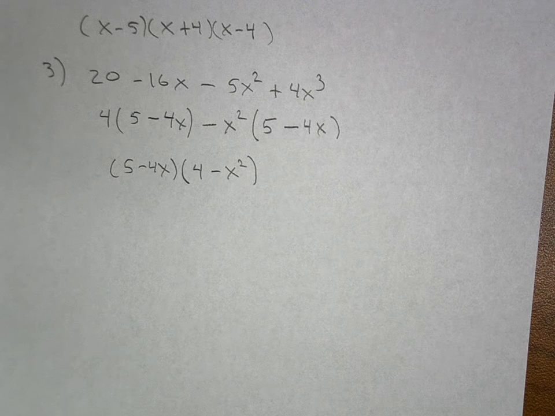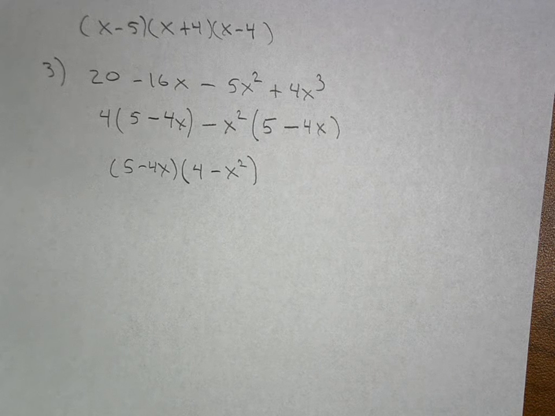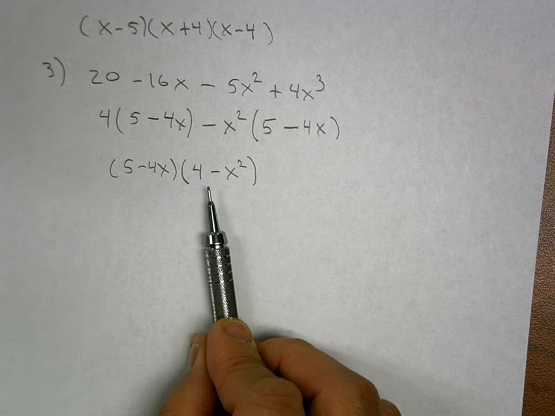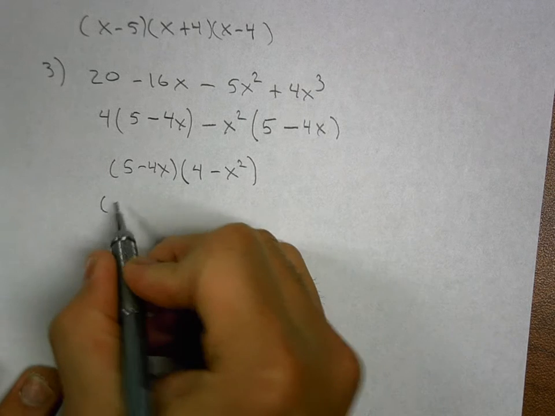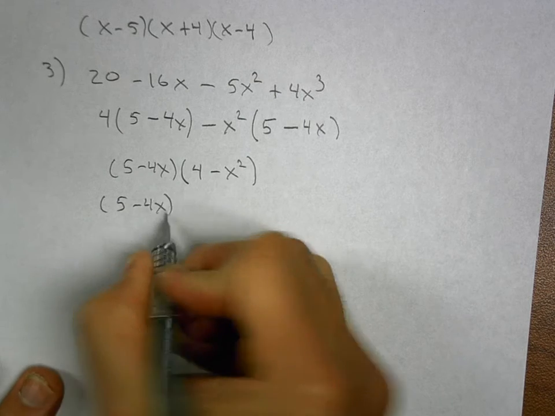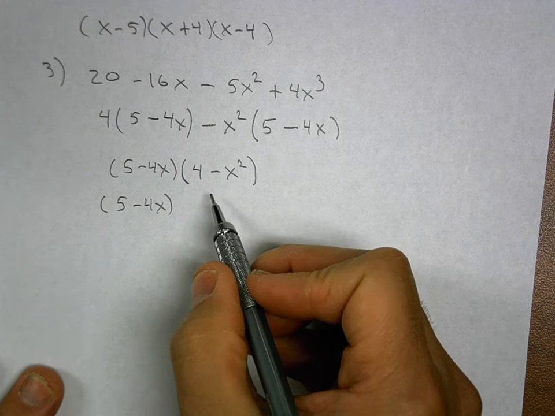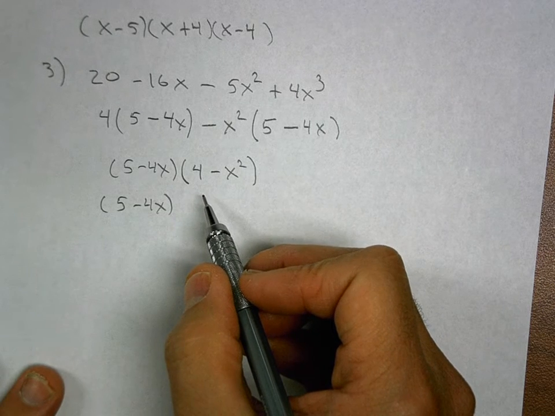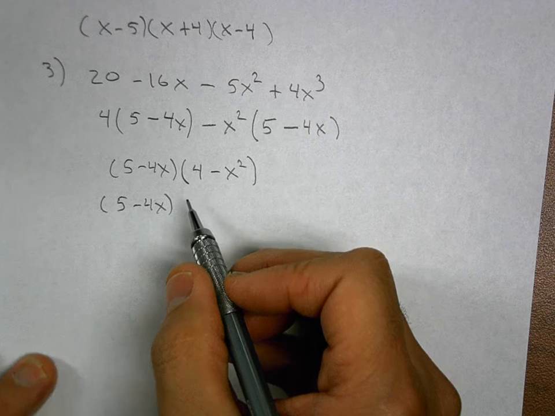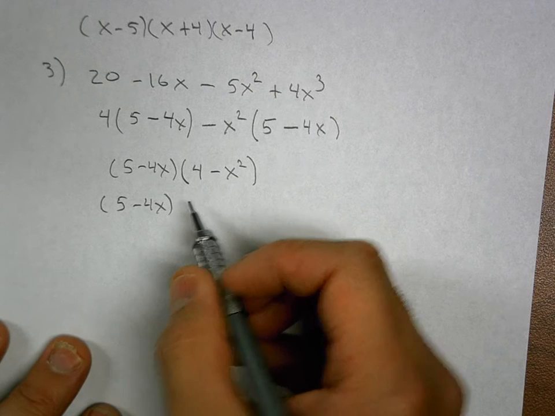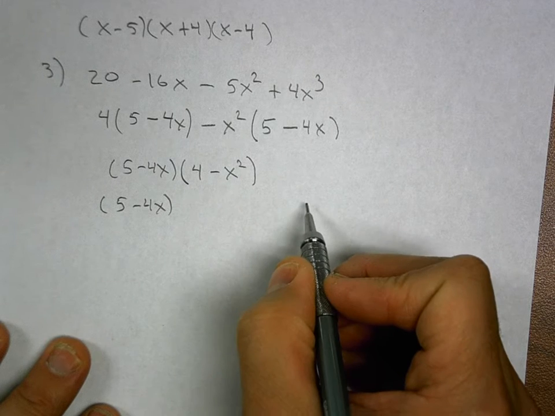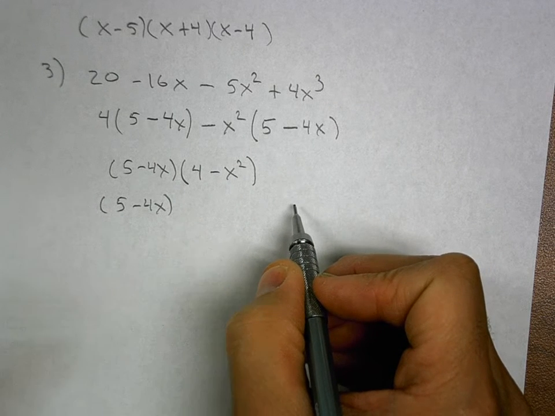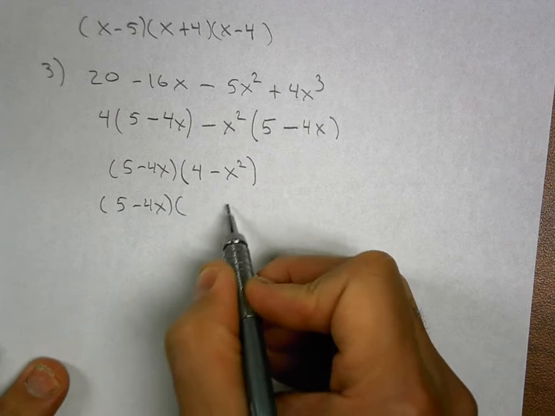So it's factored, but is it factored completely? No. Looks like we can factor that. Difference of two squares. So let's do that. So 5 minus 4x times what? Okay, because I heard this is very common. Oh, hey, we could just go x minus 2, x plus 2. Can't we? No, that's backwards, right? So no, we need to do this.